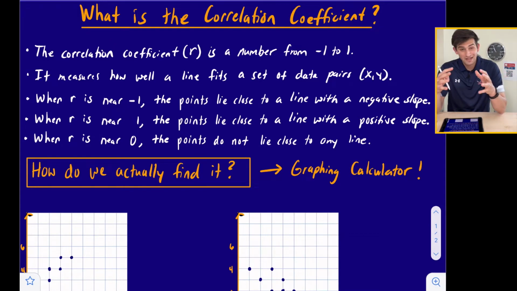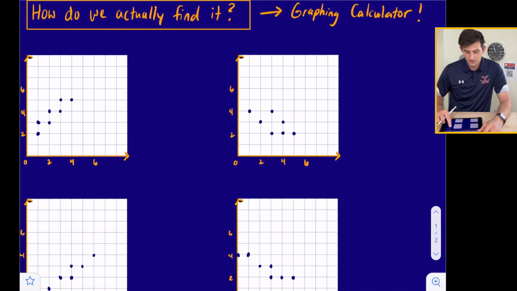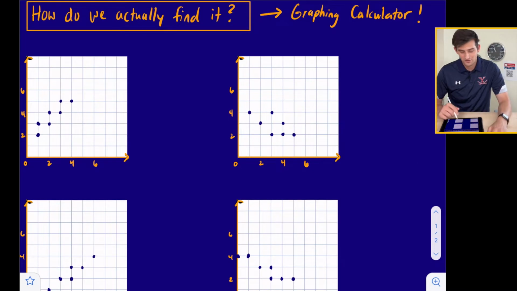When R is near -1, the points lie close to a line with a negative slope. When R is near 1, the points lie close to a line with a positive slope. And when R gets closer to 0, the points do not lie close to any line. So we could talk about the correlation here, right? As one thing increases, does the other thing also increase? Or maybe it decreases? Or it doesn't have any effect at all. Maybe there's no correlation. Okay, so we're going to look at how we actually find the correlation coefficient, and that's by using our graphing calculator.